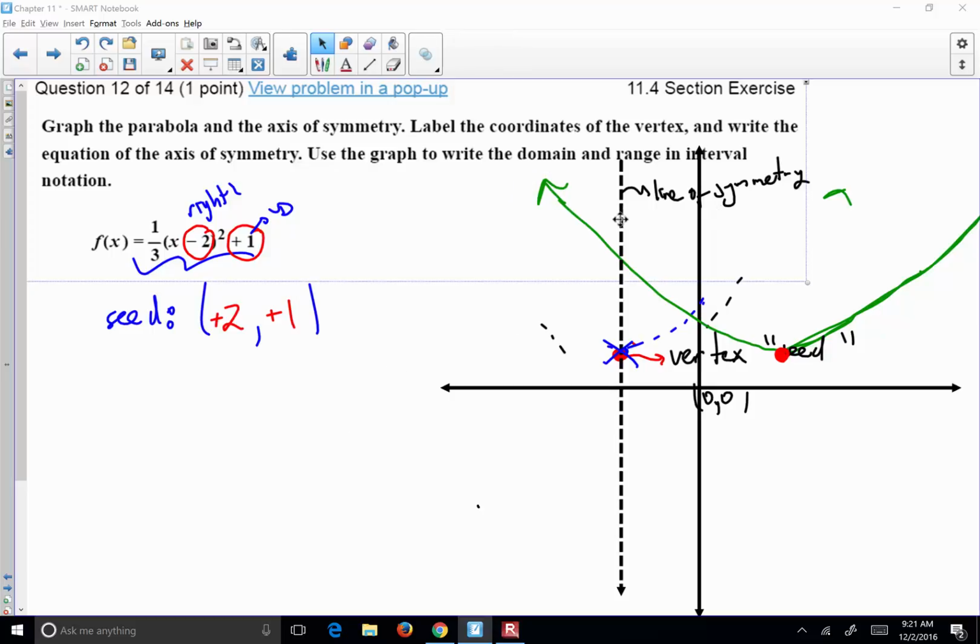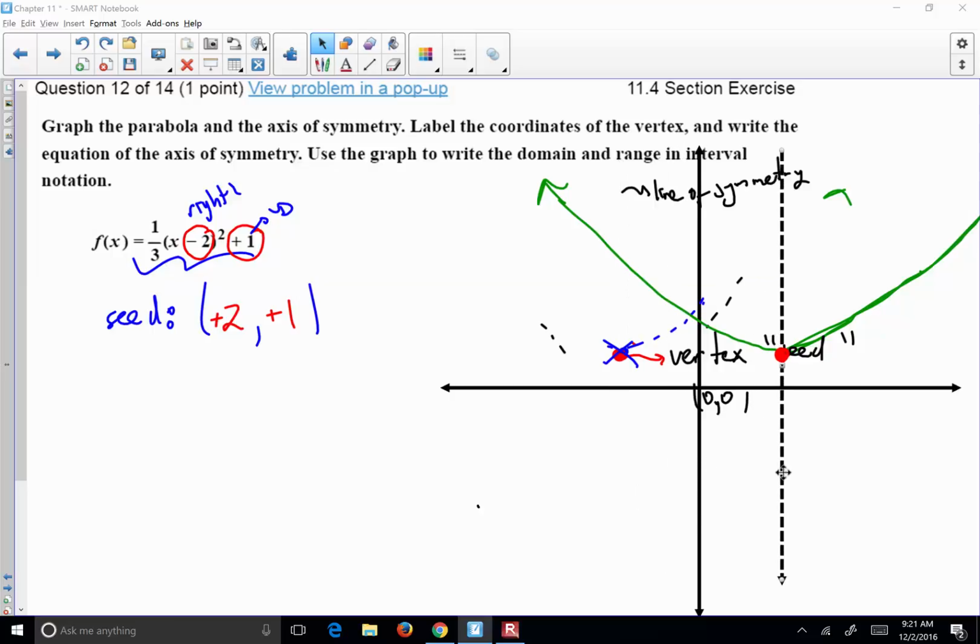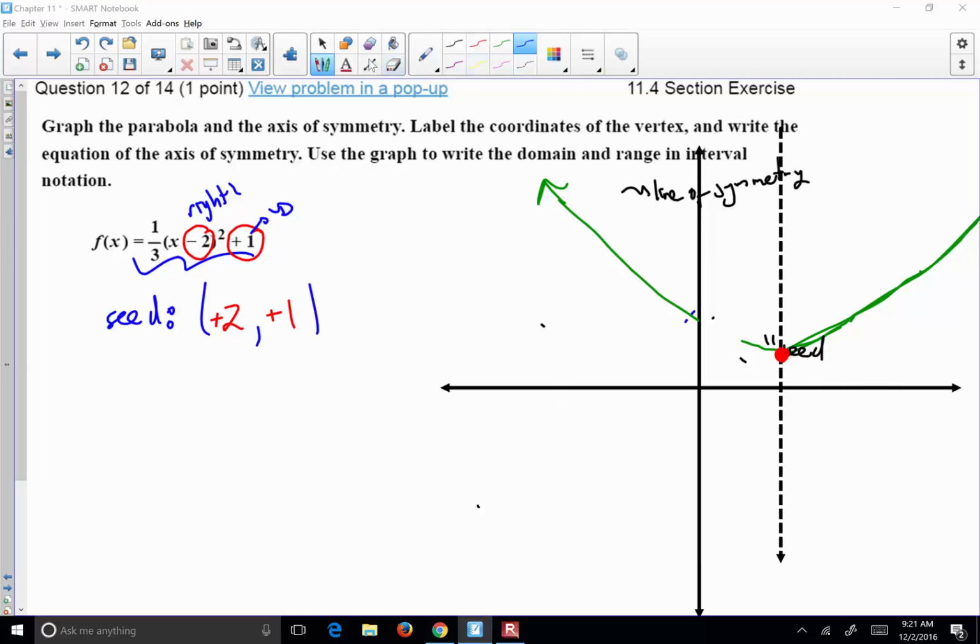And of course the line of symmetry is no longer there. The line of symmetry is on the seed, right between the branches. Okay. And now both the graph and the equation are justifying. This is 2, this is 1.